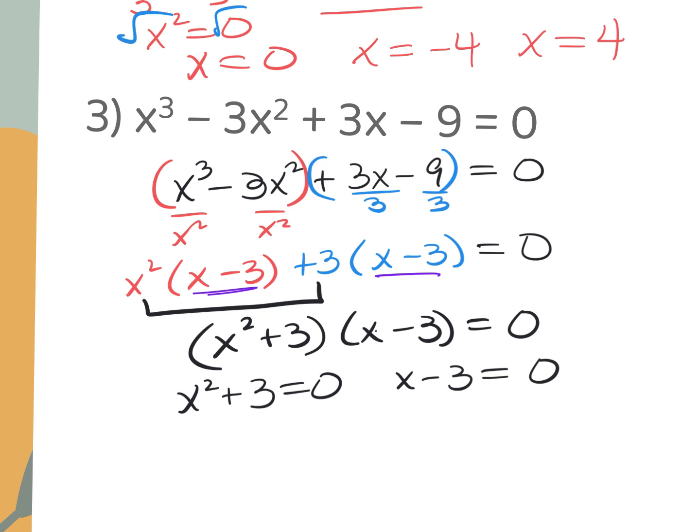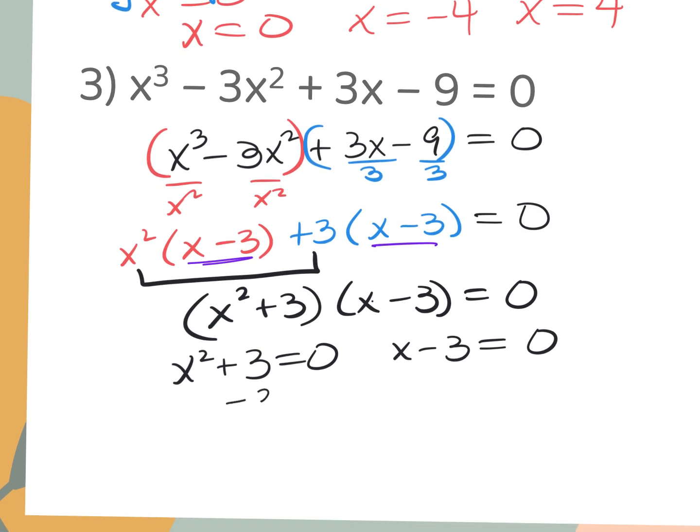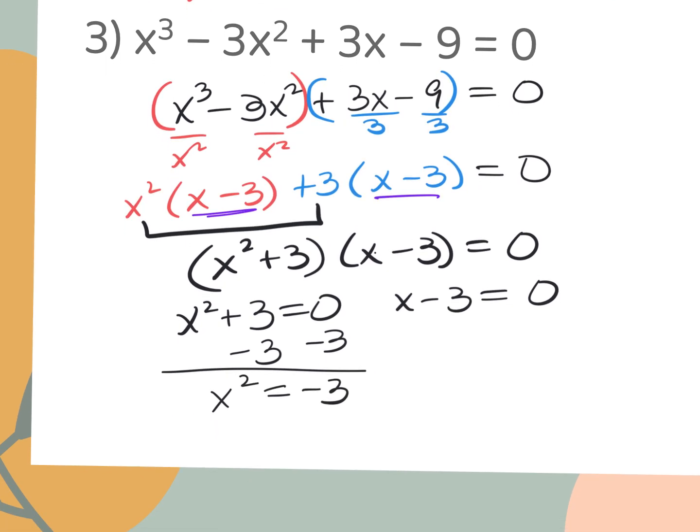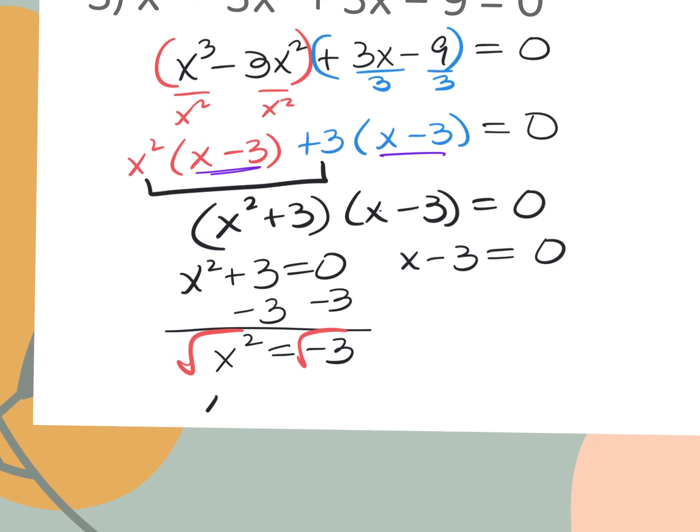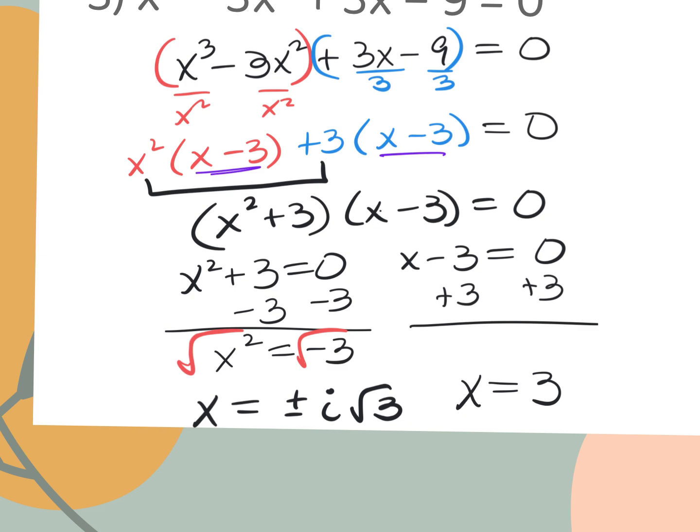I'll solve for x, subtract the 3. X squared is equal to negative 3. Using the square root method, square root both sides. I now know how to square root a negative number, and this ends up being x is equal to positive and negative i square root 3. Solve the other one. Add 3 to both sides, and x equals positive 3.